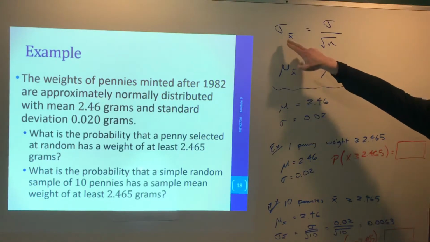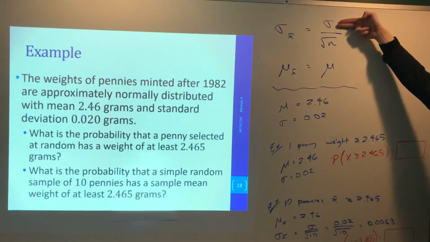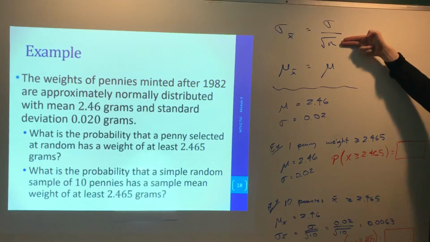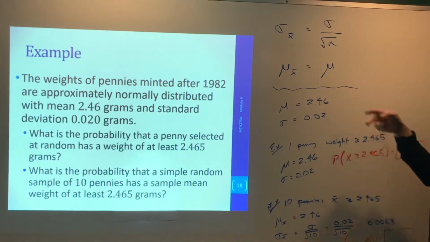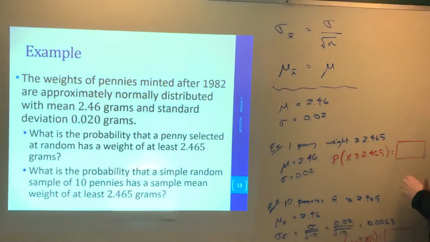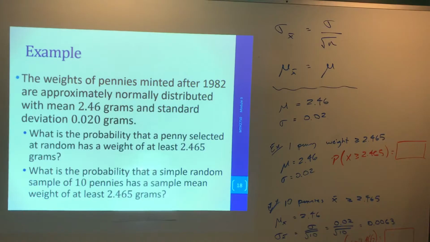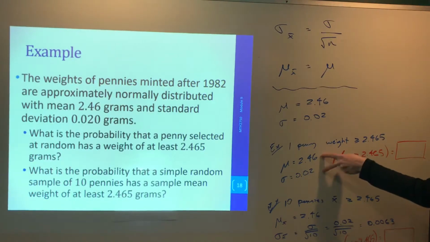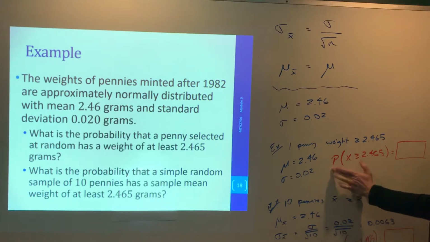Remembering that the standard deviation of our sample means is going to be the population standard deviation divided by the square root of the sample size. But the means, the averages, are going to be exactly the same. In this situation, the pennies, we've got a 2.46 mean and a 0.02 standard deviation. With one penny, the weight being greater than 2.465, that's just using the population values for the mean and standard deviation. We're looking for the probability of that penny being greater than this.